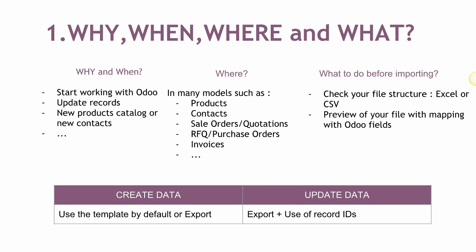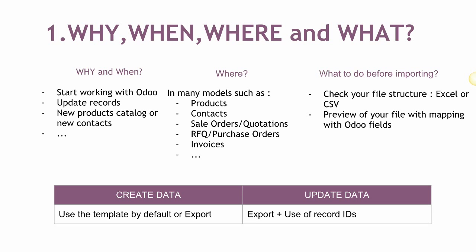Because now in this new version, you don't have to write the name with the ID and so on. You just have to put the name of the field. That's a new feature. And also preview your file with mapping of Odoo fields. Take your Excel sheet, take your Odoo form, and you just map it. That's one of my pieces of advice.